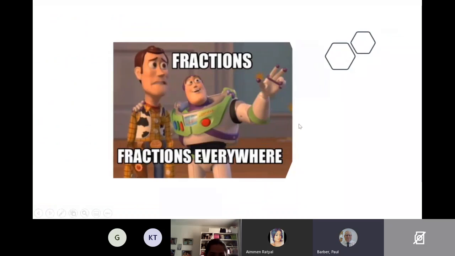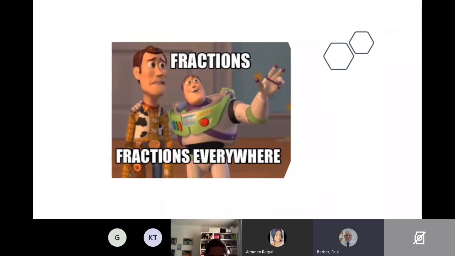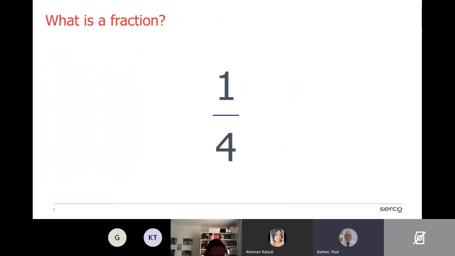So fractions are everywhere. There's fractions in everything we do, and certainly in functional skills you'll see lots of things about fractions, and we do use them every day, even though you probably think you don't. So a fraction looks like that. It's one number and then usually a line over another number. In this case, this is 1/4.